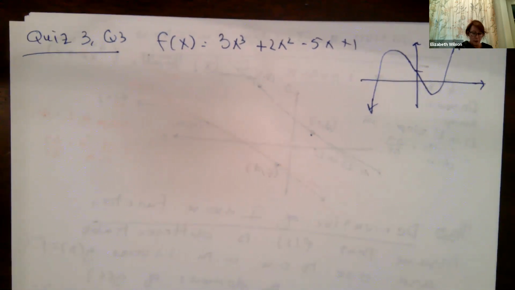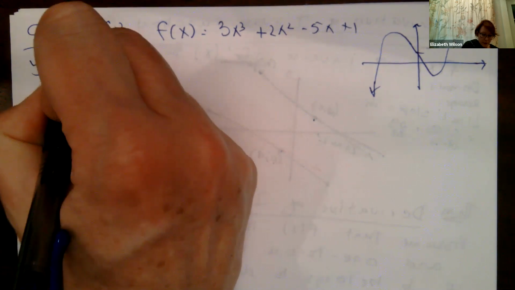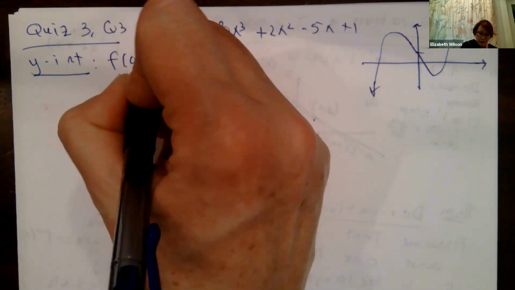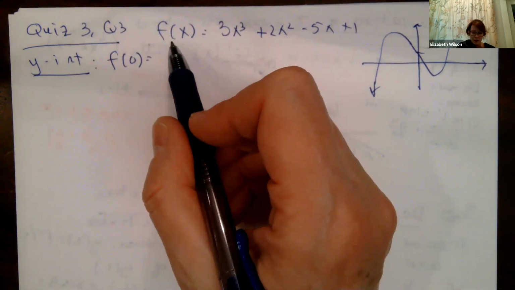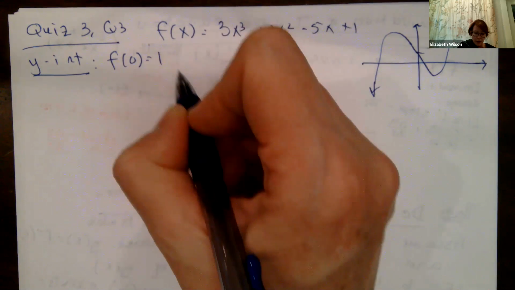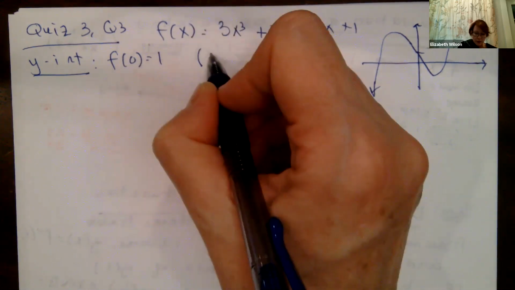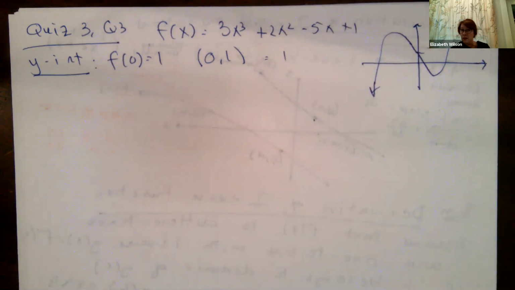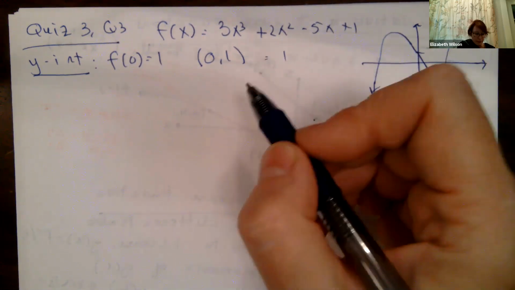The first question is our y-intercept. The y-intercept is right where x is equal to 0. So I'm just plugging in 0 everywhere I see an x, and I get that it's equal to 1. This is a coordinate: 0, 1 is my y-intercept. If you just wrote that it was equal to 1, I took that too, but you should know it's a coordinate.